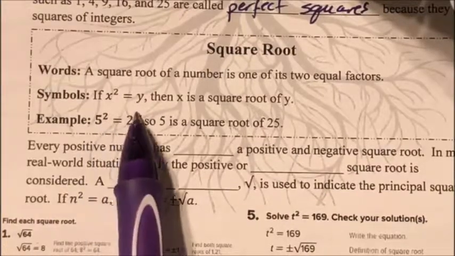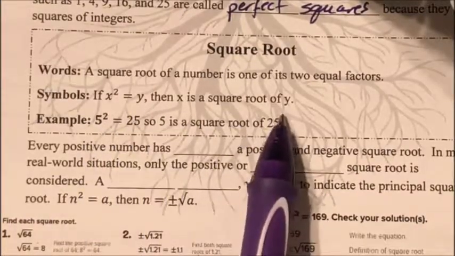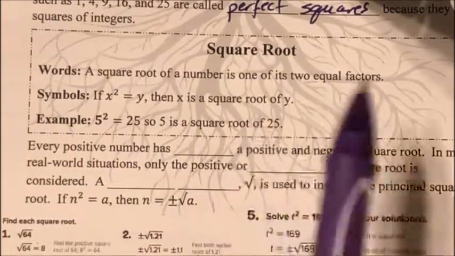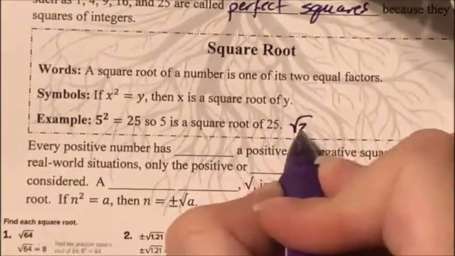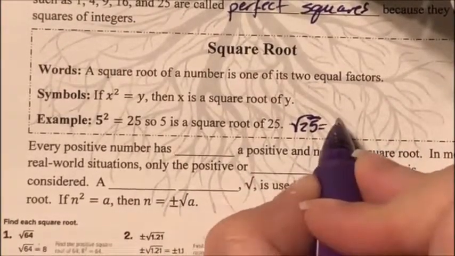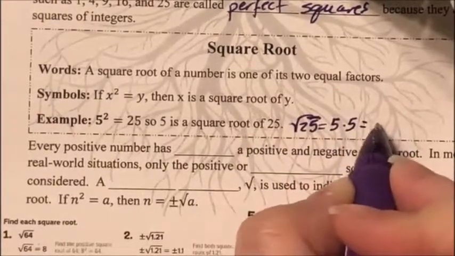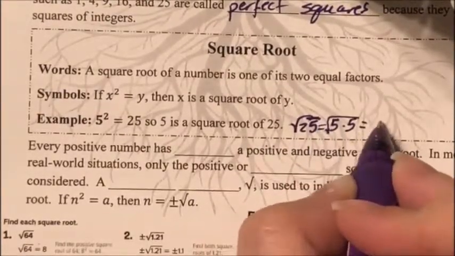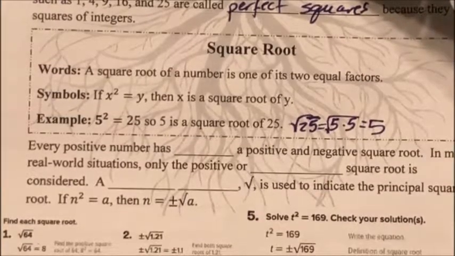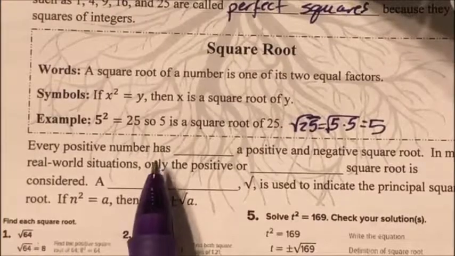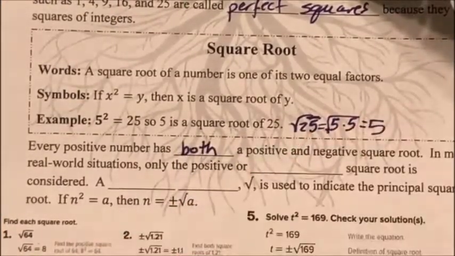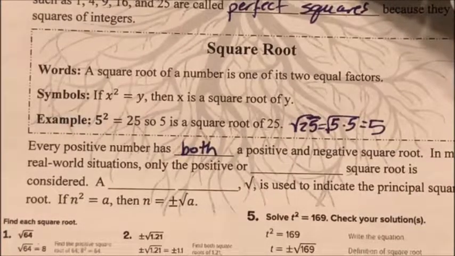If x squared equals y, then x is the square root of y, okay? So 5 squared equals 25, so 5 is the square root of 25. So if I were to take this, that's the square root of 25, this equals 5 times 5. So the square root of 25 is 5. Okay? So every positive number has both a positive and negative square root.